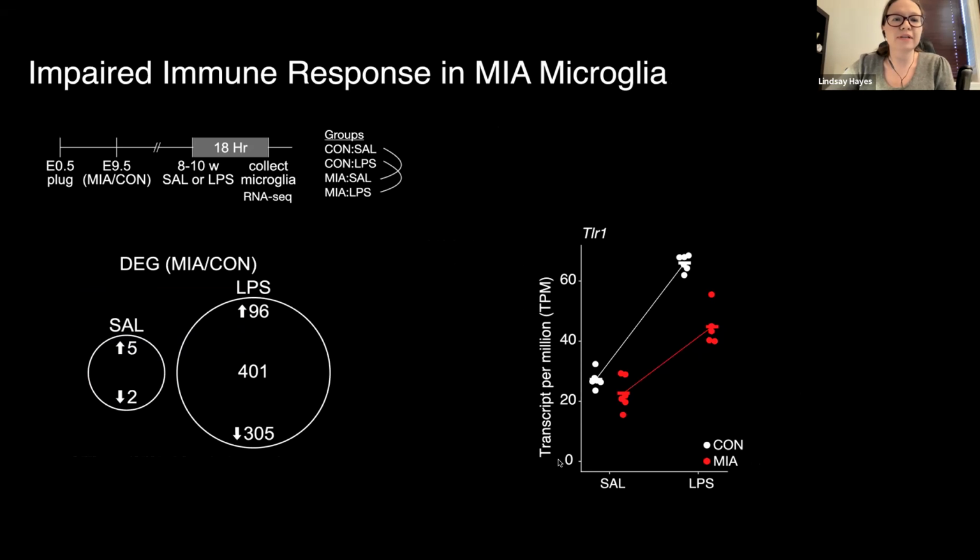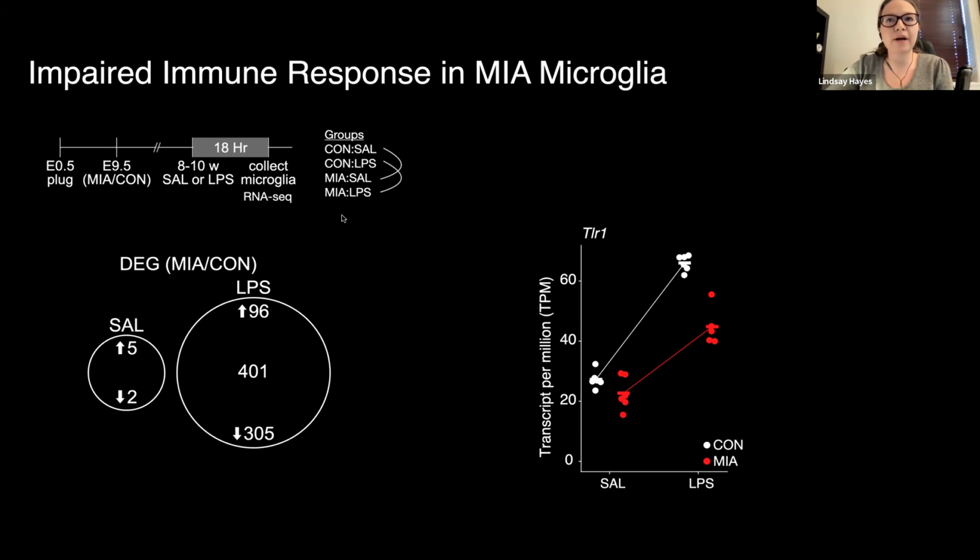So a major function of microglia, as I mentioned, is their immune reactivity to acute activation by things like LPS, or lipopolysaccharide, which is the main function that I tested. So in this model, we generate time-pregnant females and then induce maternal immune activation at embryonic day 9. And then once the offspring grow up, I challenge them with LPS by an IP injection, and then collect the microglia 18 hours later for RNA sequencing. This is in order to allow the peripheral response to pass so that we're measuring primarily the microglia response.